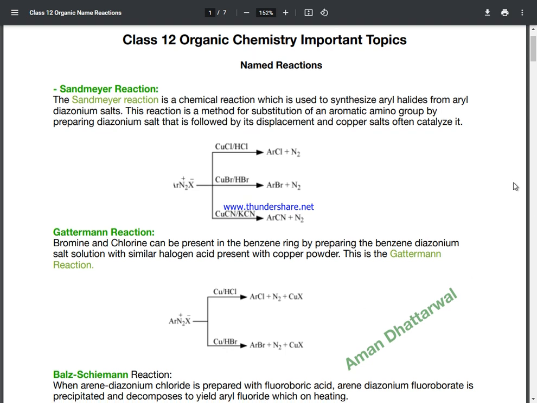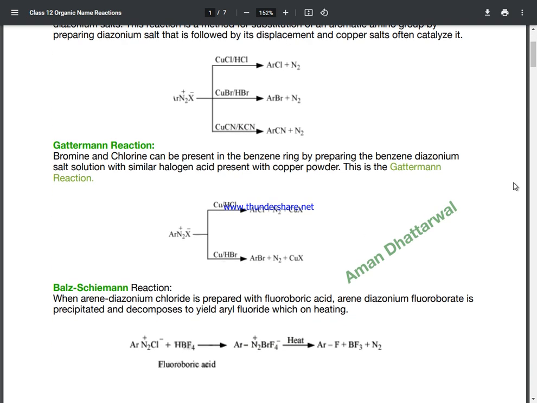Gattermann reaction. Bromine and chlorine can be introduced into the benzene ring by preparing the benzene diazonium solution, with the similar halogen acid present with copper powder. This is the Gattermann reaction.